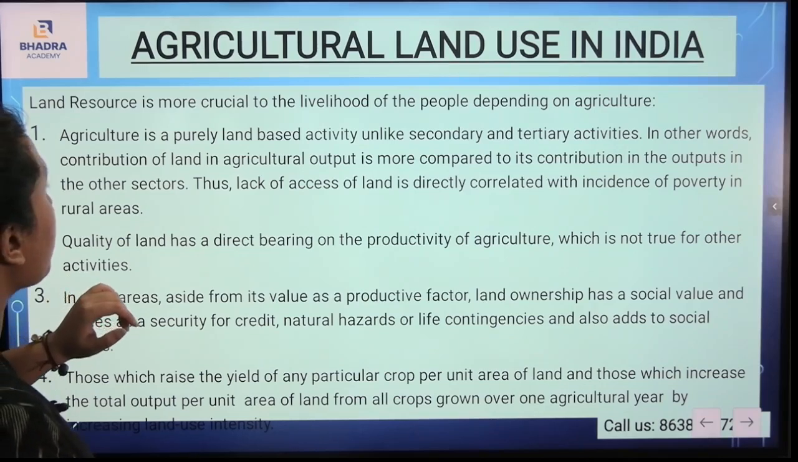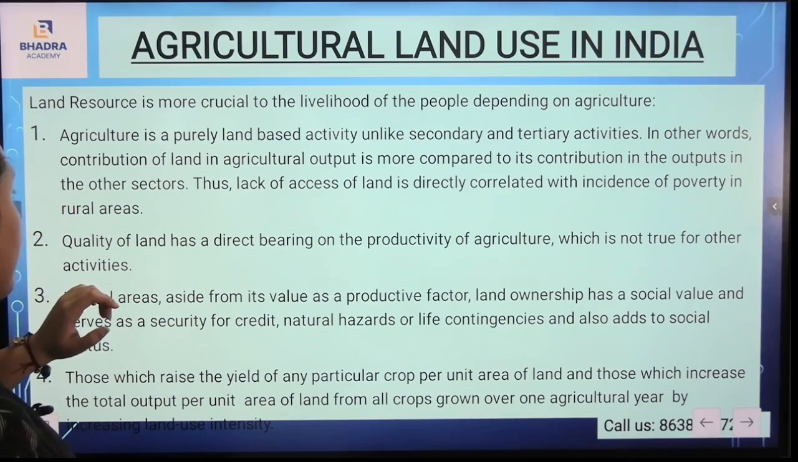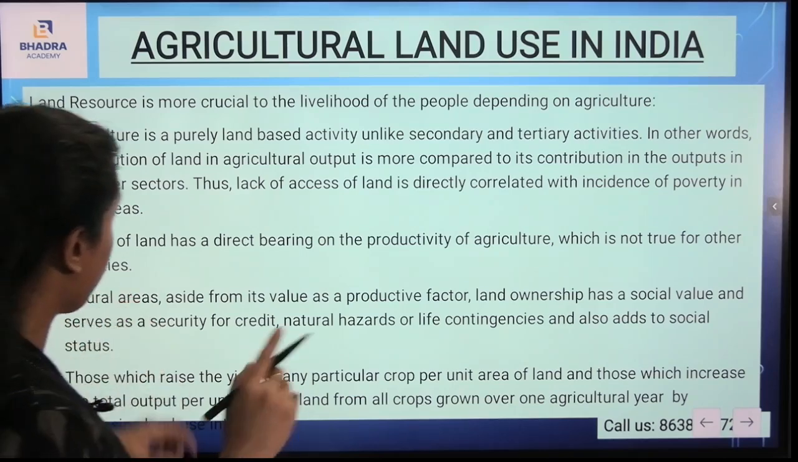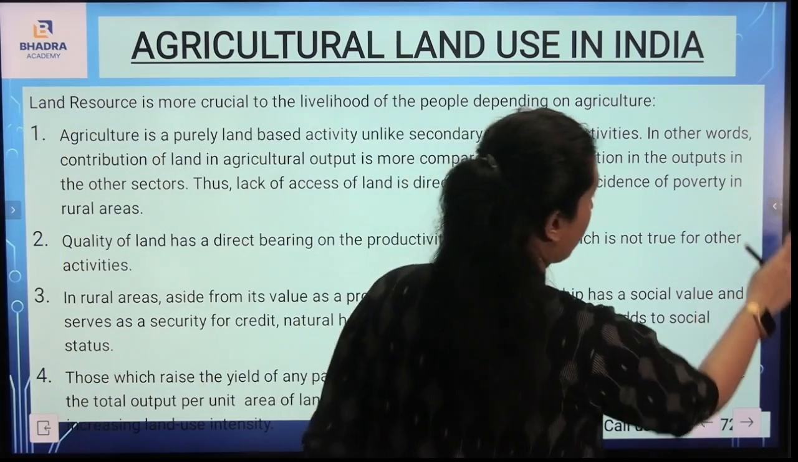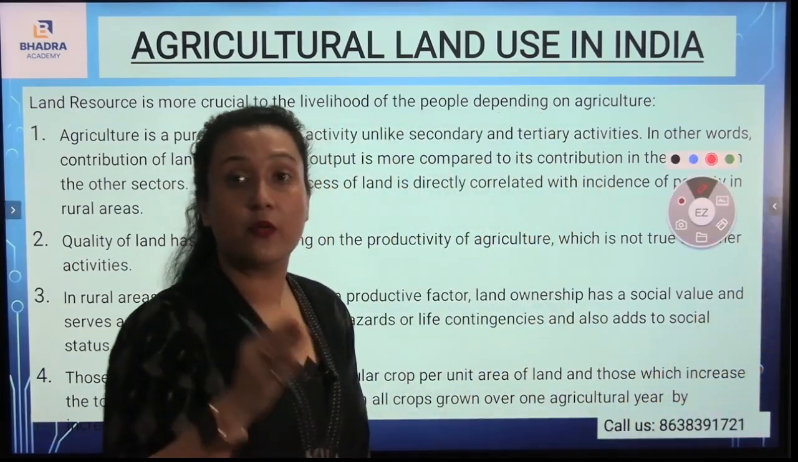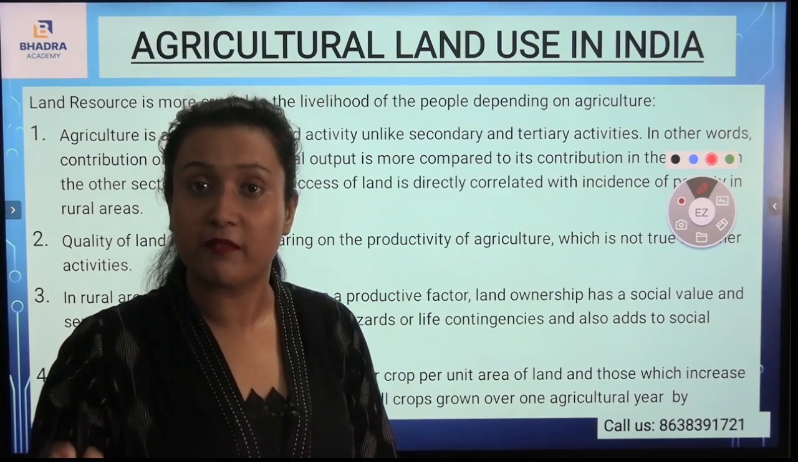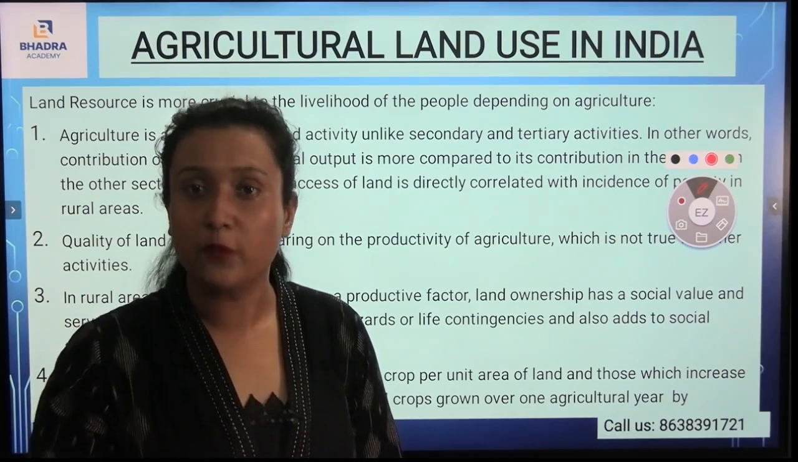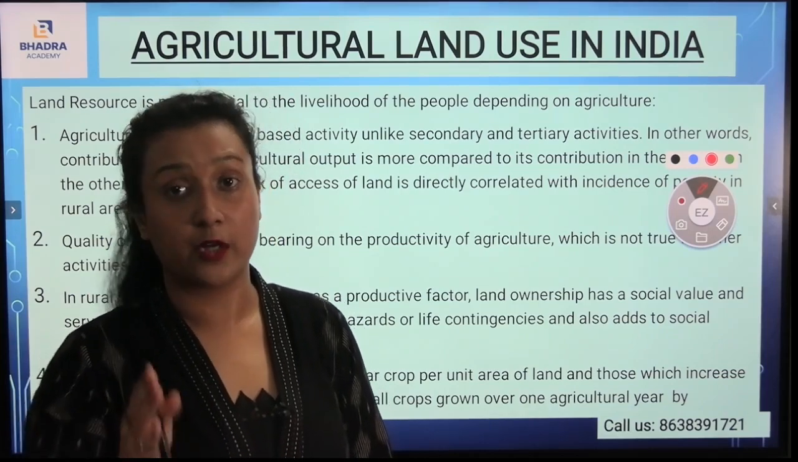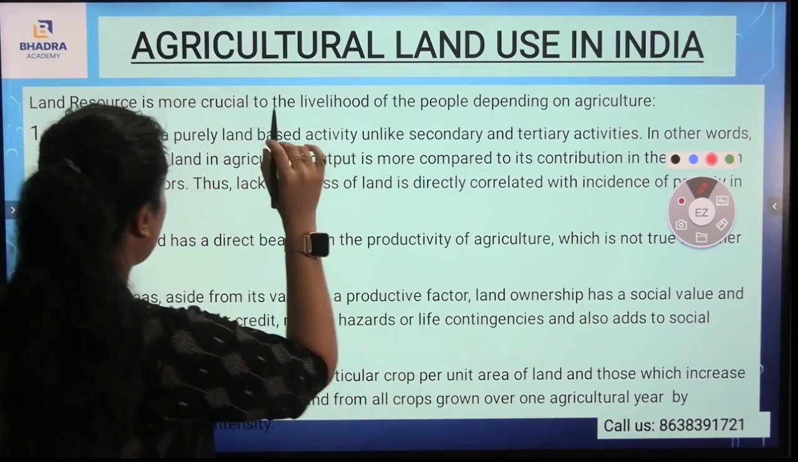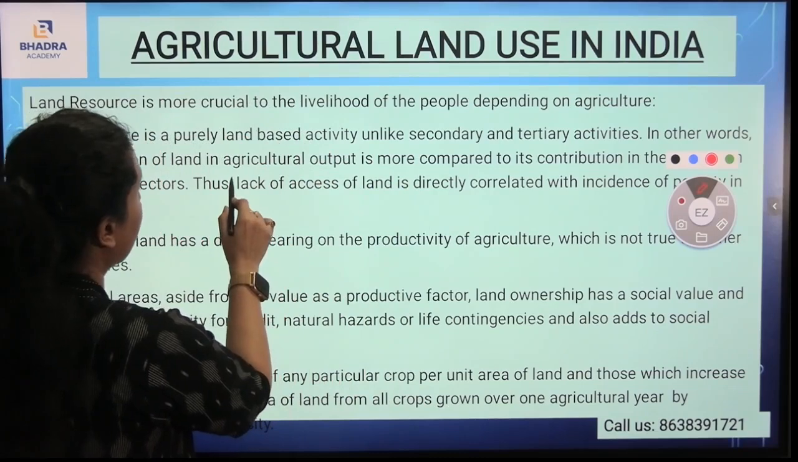In other words, the contribution of land in agricultural output is more compared to its contribution in the outputs in other sectors. Thus, lack of access to land is directly correlated to the incidence of poverty in rural areas. Very, very important. If there is no access to land, or little access to land for the people in rural areas, then they will be going under poverty.